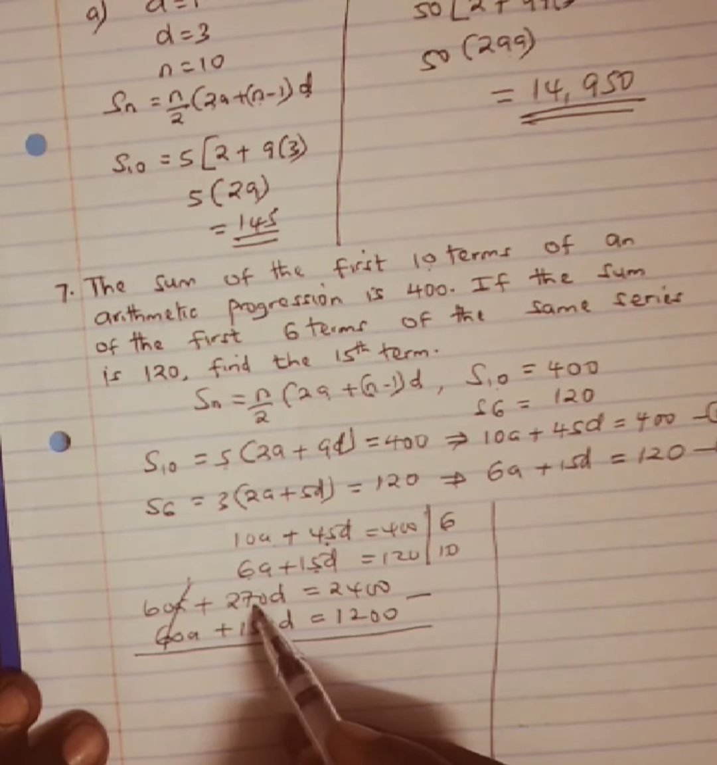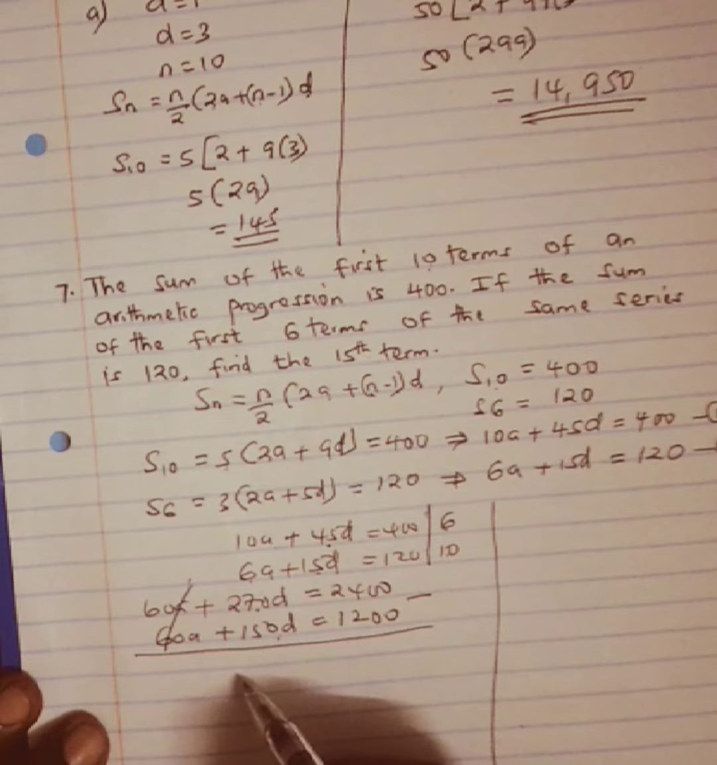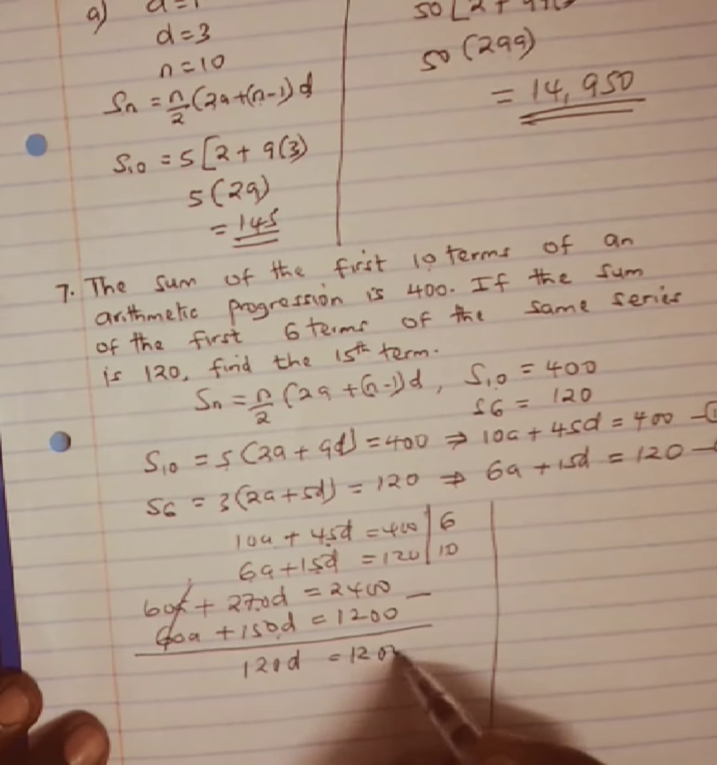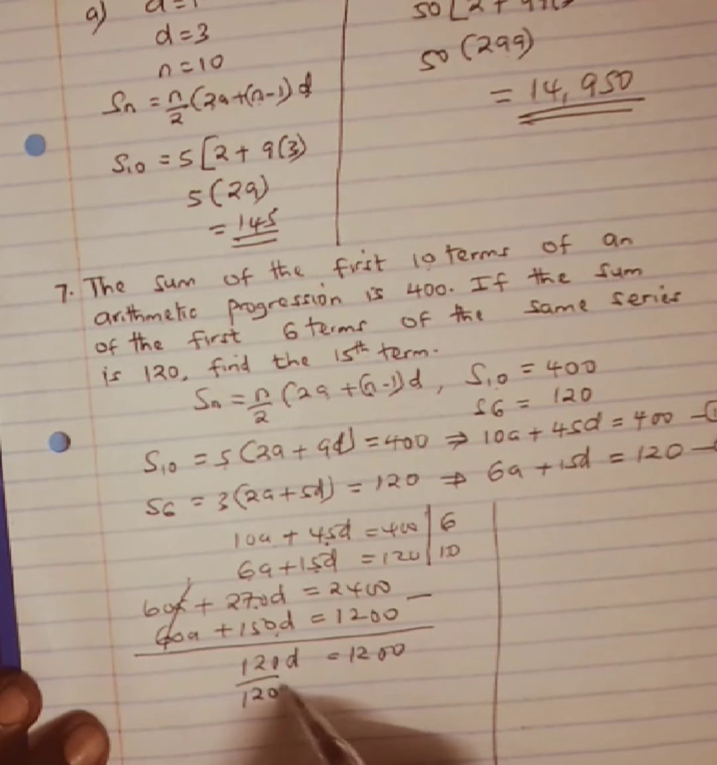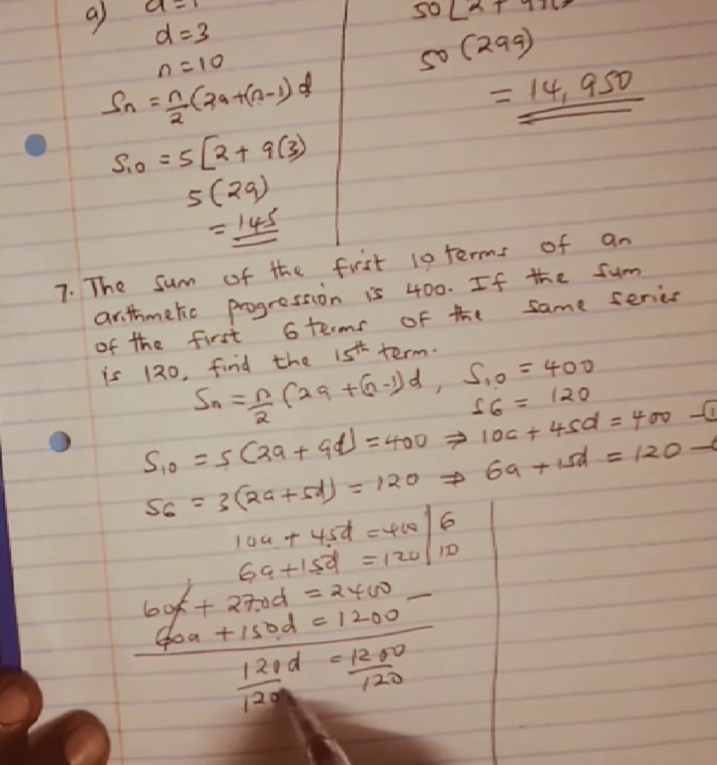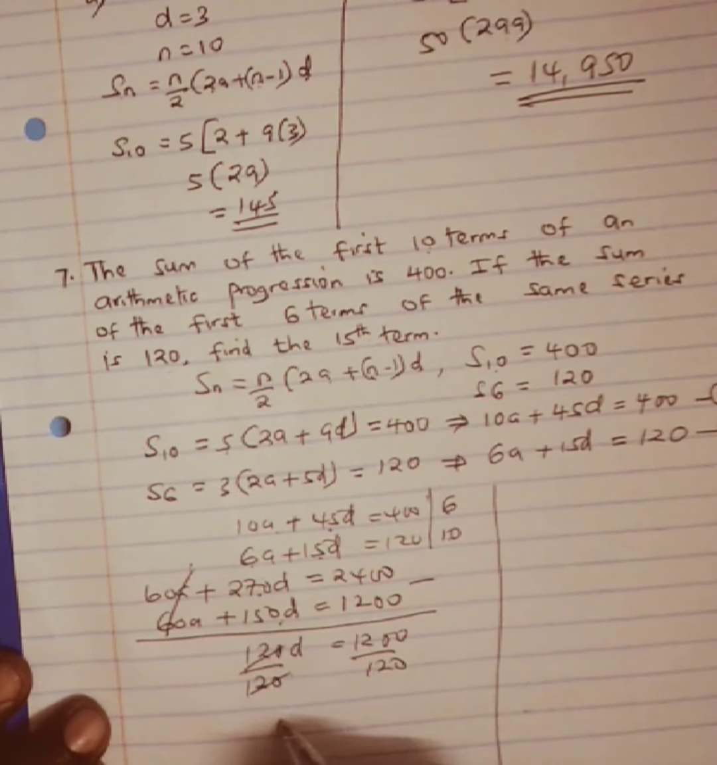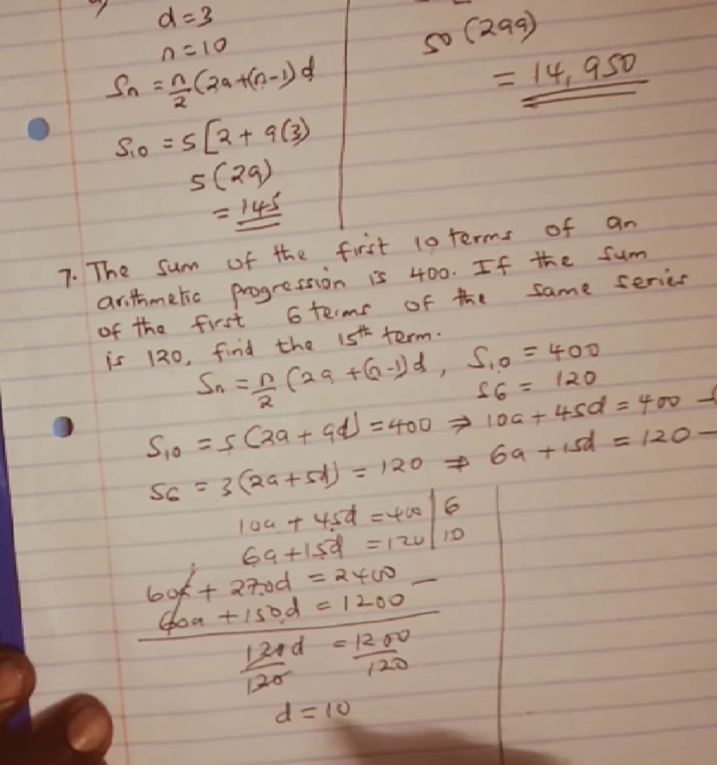270d minus 150d, this one is going to give us 120d being equal to 1200. And if you divide both sides by 120, and 120 will go such that the value of d is going to be equal to 10.